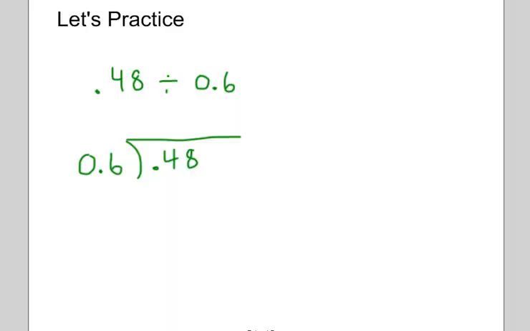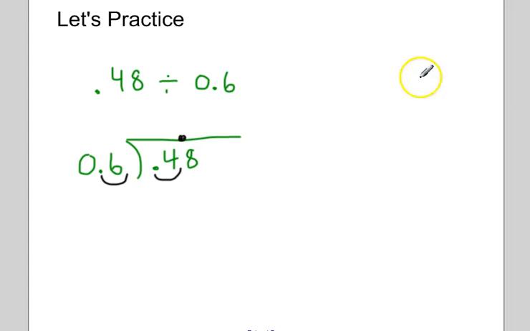Now let's practice a problem together. We are going to be dividing 48 hundredths by 6/10. Let's rewrite the problem down here. The first step we have to do is move the decimal. Whatever we do on the outside, we also have to do on the inside. We move the decimal over 1 space, so we also have to do that on the inside. And we go ahead and put our decimal in our answer before we even start.